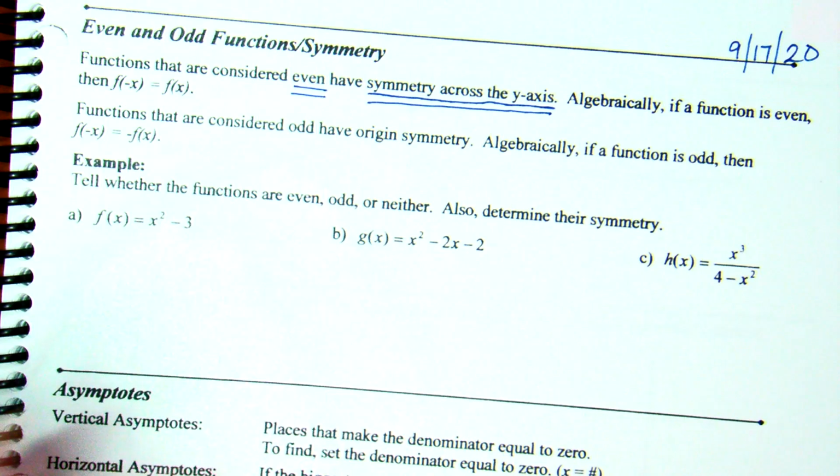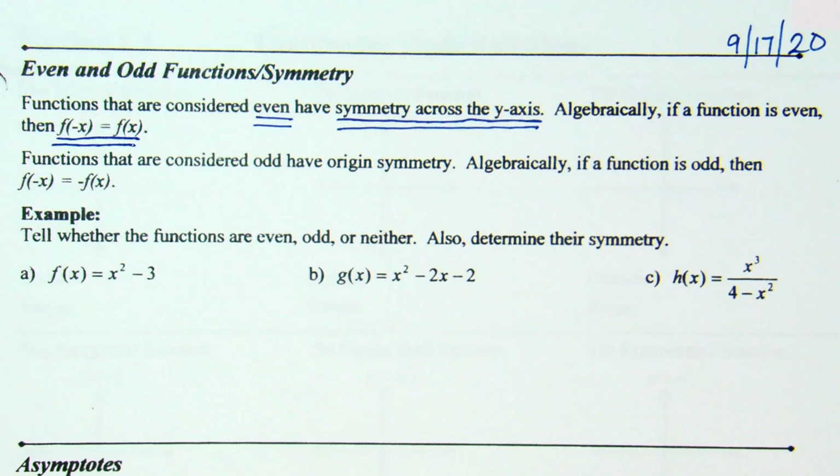Algebraically, if a function is even, then this is true. If we only have the equation to look at and we don't have the graph, f of x is equal to f of negative x. I will demonstrate what that means, but the idea is if the original function is equal to the same thing when you put in negative x instead of x, if those are still equal, it is even.